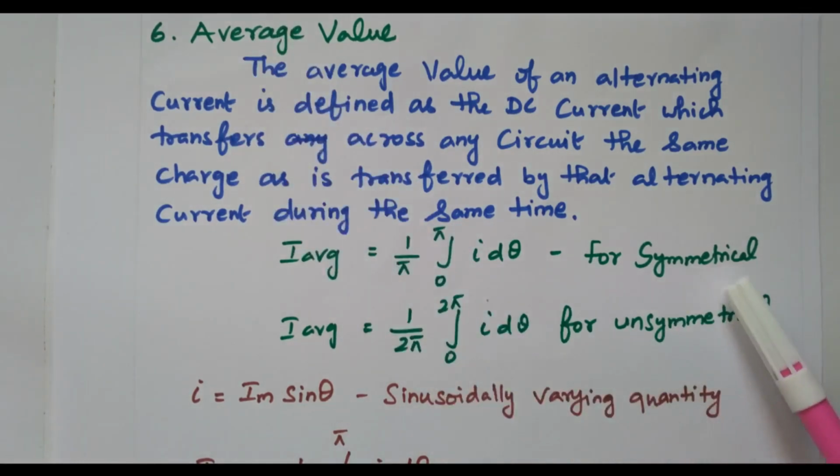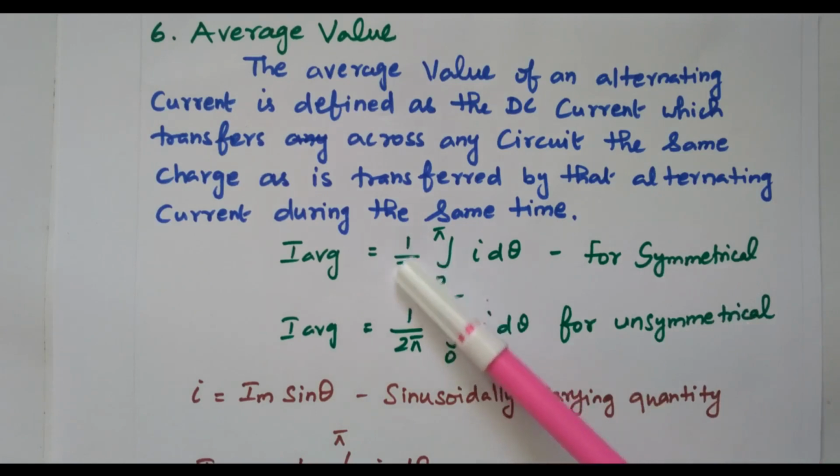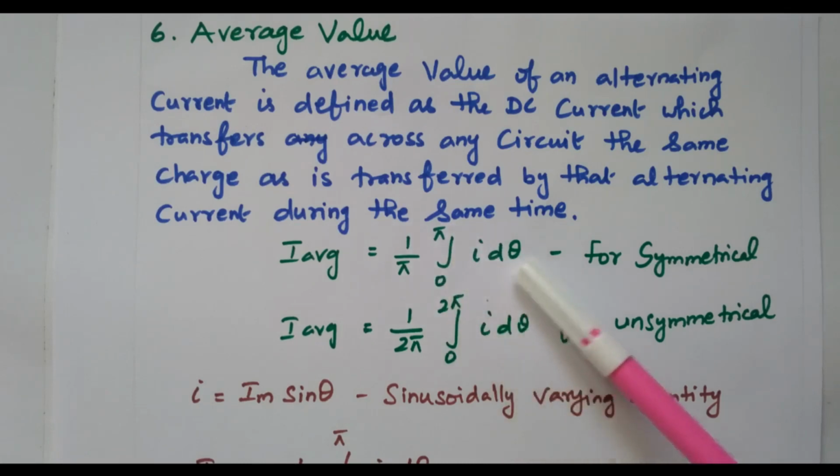So a symmetrical waveform means the positive half cycle and negative half cycle are equal. So we can take only one positive half cycle. No need to take the full cycle. So it is 1 by pi, 0 to pi I d theta.